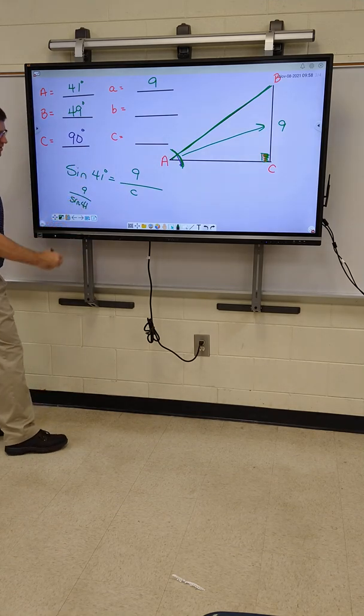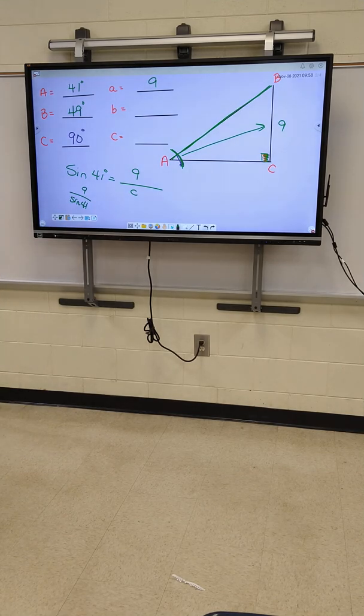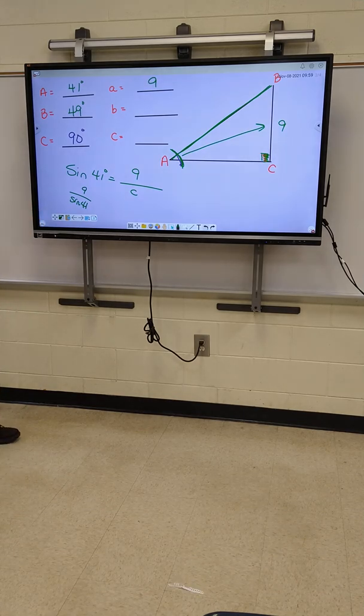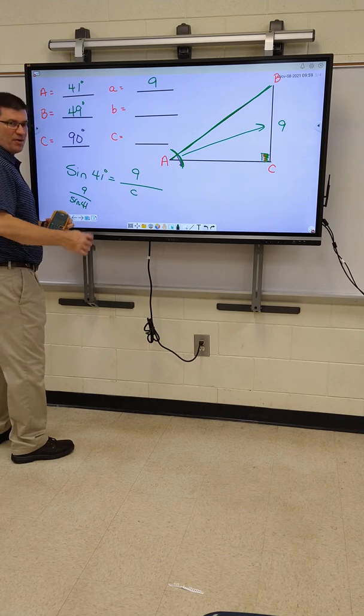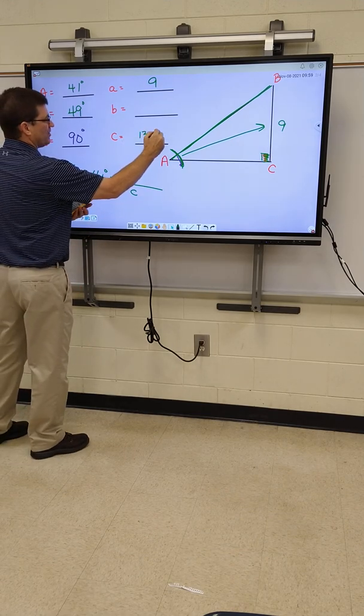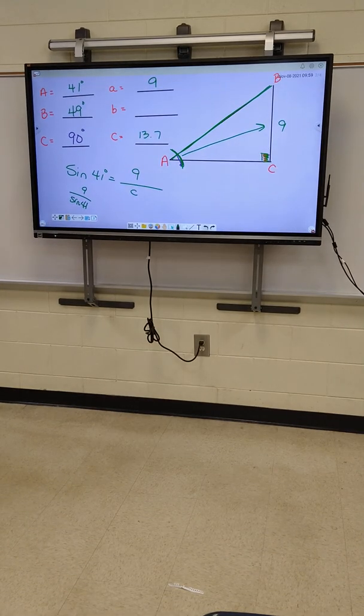All right, this one's about as easy a one as I can give you. Let's type that in. 9 over sine of 41 equals 13.7. Now where does that go? Which side? Little c. How do you know? Because we had little c in our problem. 13.7 goes there.